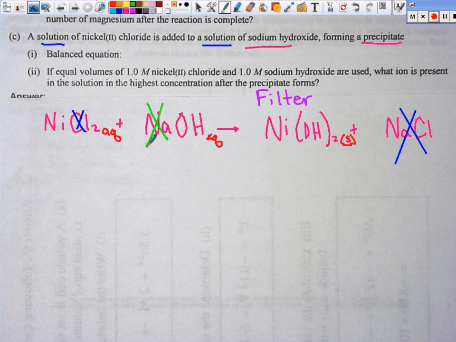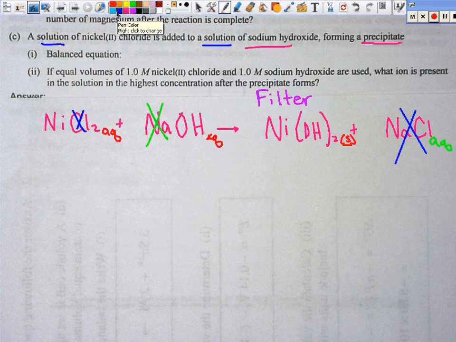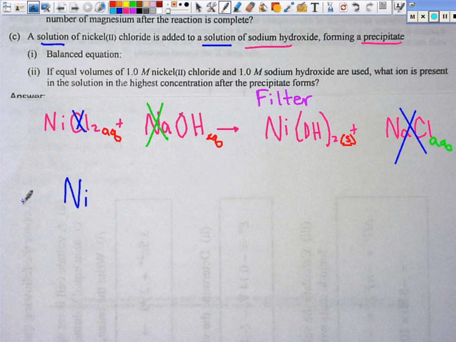Ni. Now, can you leave it like this? If you left it like that, that's telling you it's a metal. It's not. It's a what? It's the ion of 2 plus, OH what? Minus. And then write your whole solid, Ni(OH)2. Again, I'm going to write this out here to the side.